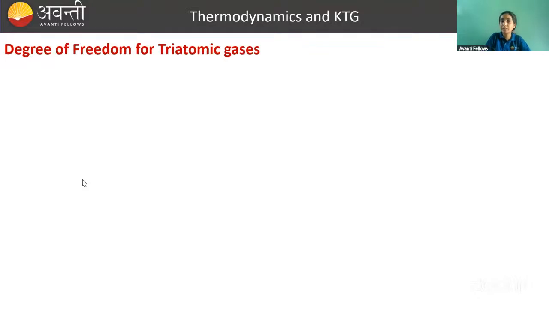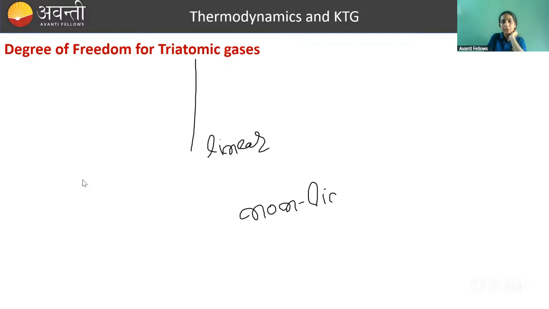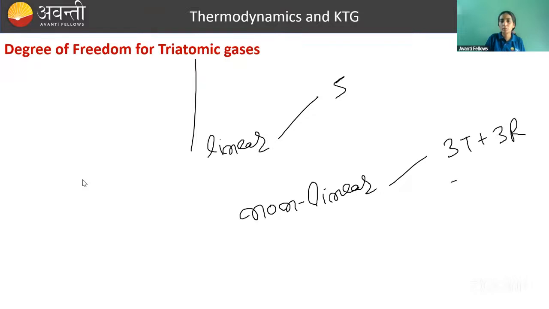Now degree of freedom for triatomic gases. यहाँ पे 2 categories है. Always remember, triatomic gas can be linear and it can be non-linear. ठीक है. So if it is linear, it will behave like diatomic. So it will have total degree of freedom 5. If it is non-linear, it will have 3 translational plus 3 rotational. So it will have overall 6 degrees of freedom.